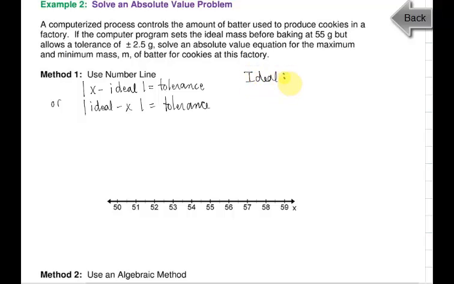Okay, so for this particular problem, the ideal is your ideal mass of cookie, and our ideal mass of cookie is 55 grams. Our tolerance is plus or minus 2.5 grams. Okay, so if we want to write our equation, we'll use this as our format. So we say the absolute value, and the variable that we're going to use for mass is m, so we're going to go absolute value of m minus 55 is equal to our tolerance, which is 2.5.